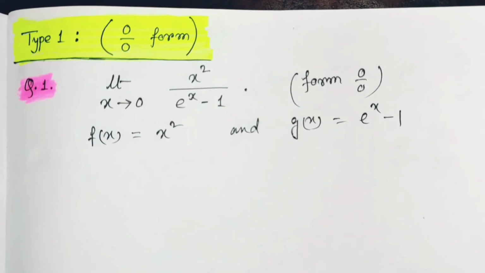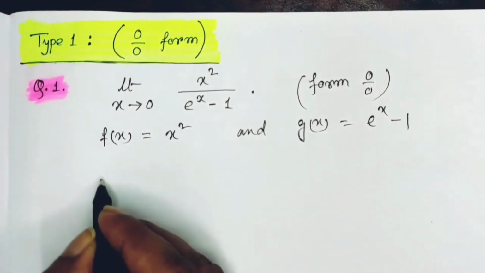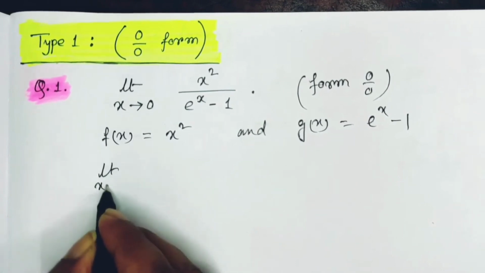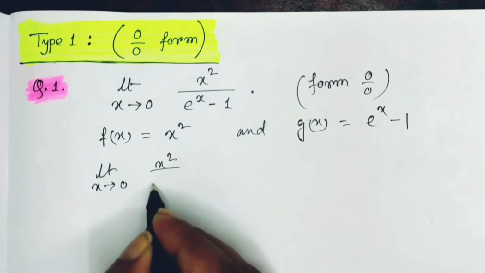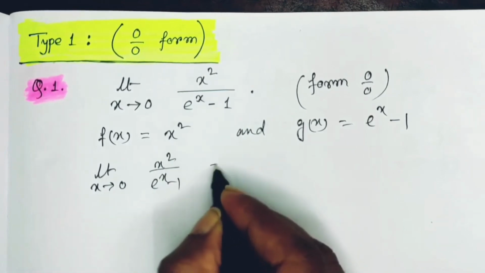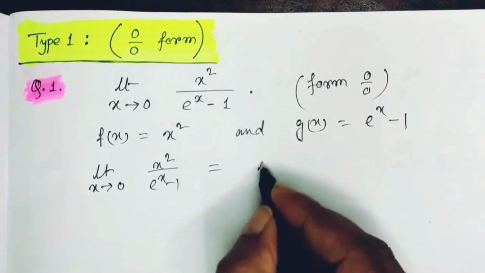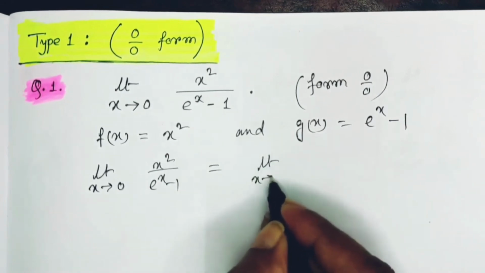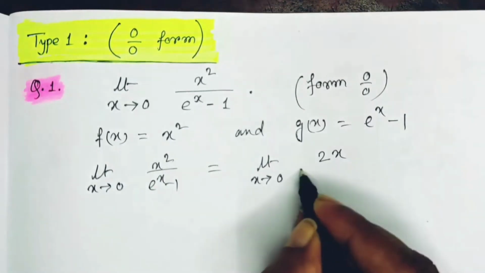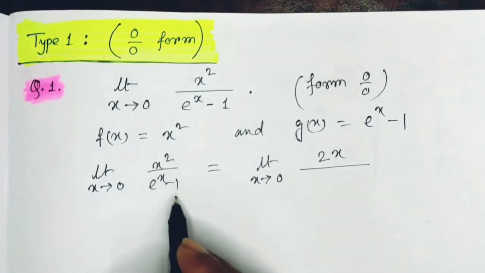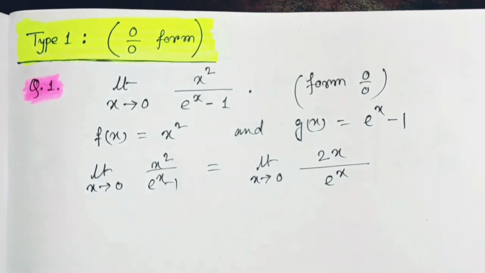So at first, the first example. Here we have f(x) and g(x), and let me write it as the limit as x tends to 0 of x square divided by e to the power x minus 1. So we just take the derivative of the numerator and denominator. The limit as x tends to 0, the derivative of x square is 2x, and the derivative of e to the power x minus 1 is only e to the power x, because the derivative of 1 is 0.